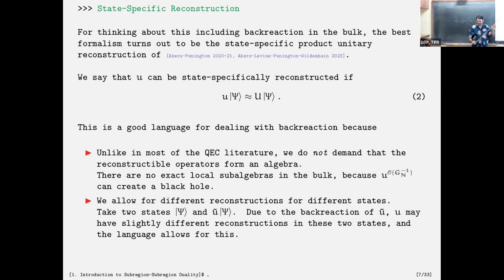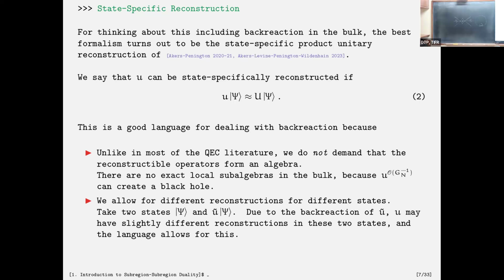So for me, subregion duality is this: capital psi here is a boundary state, and little u is a bulk unitary. I will define only state specific reconstruction, which means that for a given bulk unitary and a given boundary state, there is a boundary unitary satisfying this equation. This is the right notion of reconstruction if you want to keep back reaction around in your life.